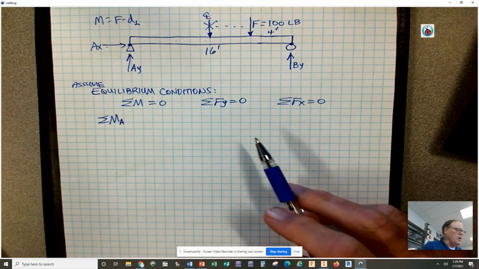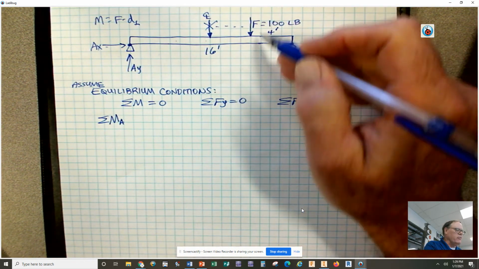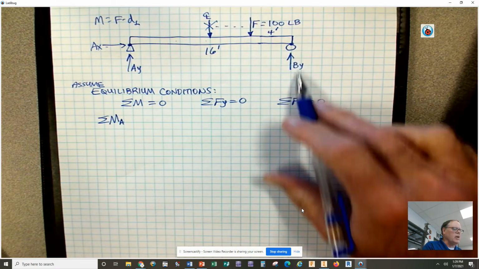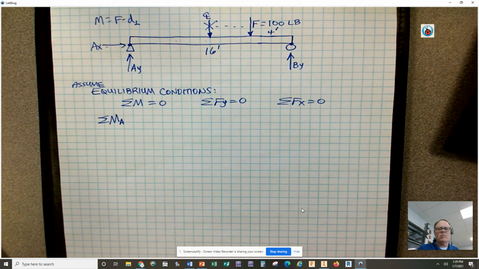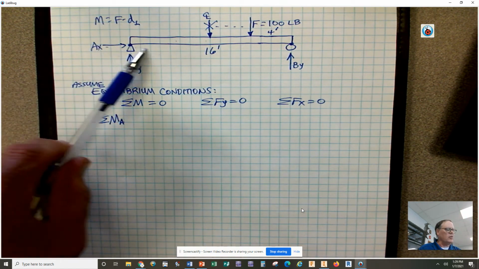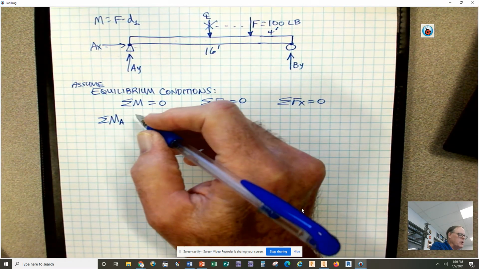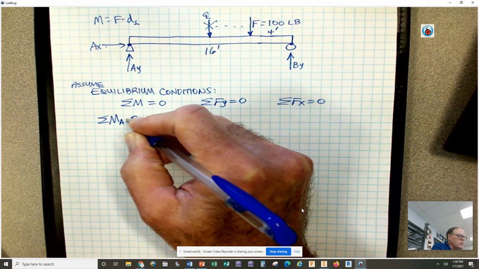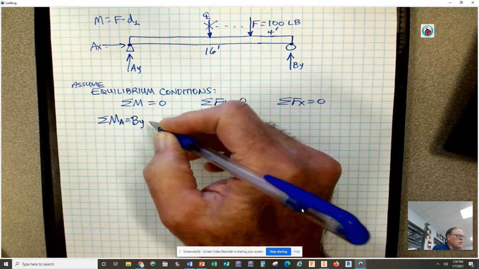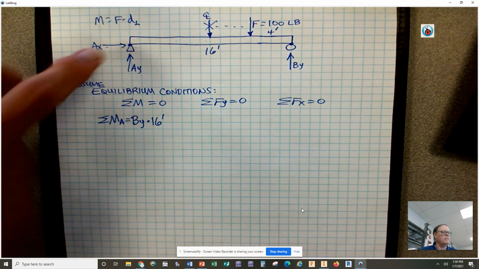So I'm going to sum all the moments about A. So this force out here, let's start at the one on the far end. BY is actually creating a moment about point A because it's vertically up and it's 16 feet away from point A. So that's a moment of the force BY, represented by that vector, times its 16-foot distance away from point A.